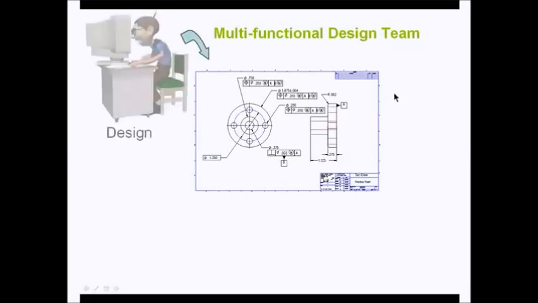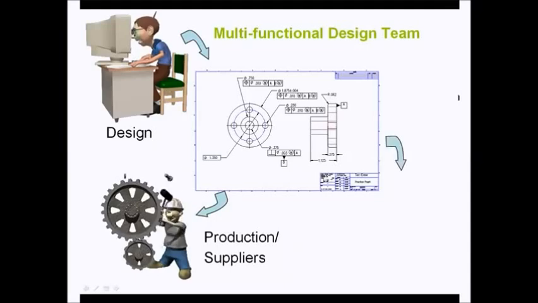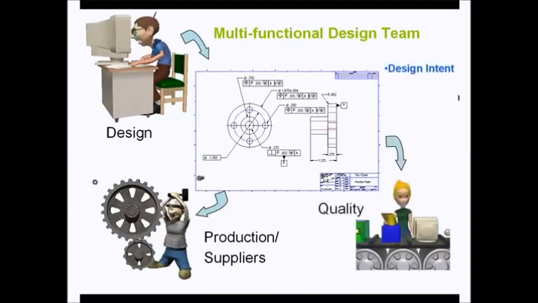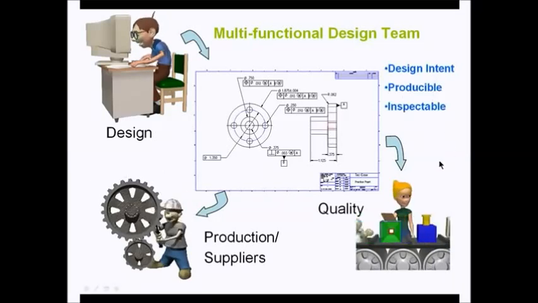Design produces the drawing, so they're the supplier of the drawing, and whoever receives it becomes design's customer. So not only does design have to make sure that what they put on the drawing will satisfy design intent, but it has to be producible and it has to be inspectable. So we must meet design intent, it must be producible, and it must be inspectable.